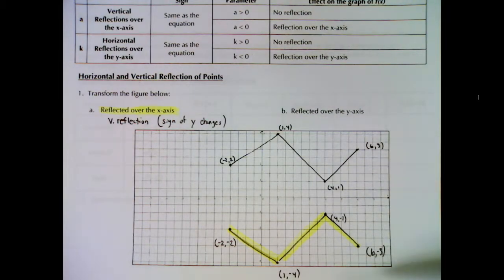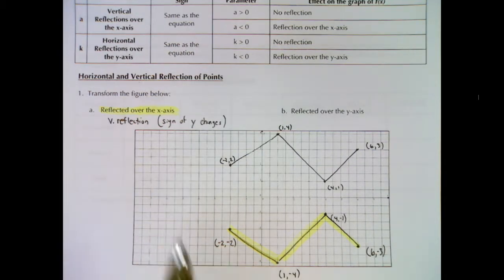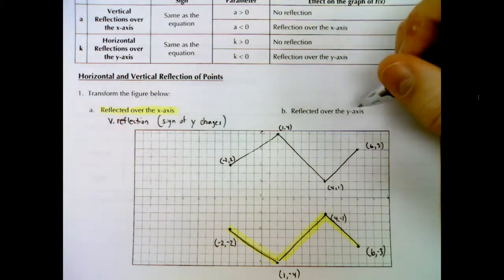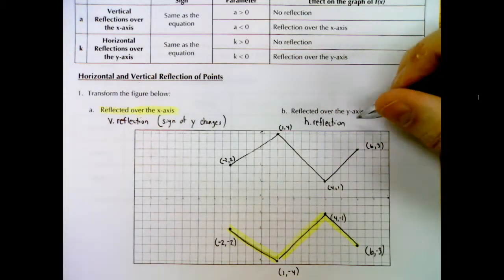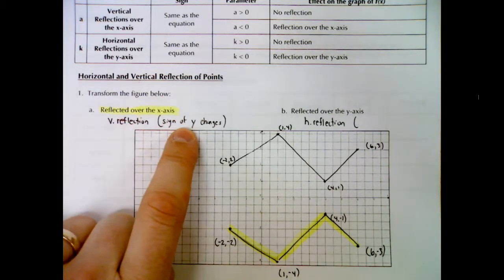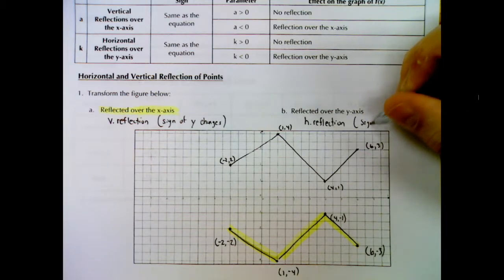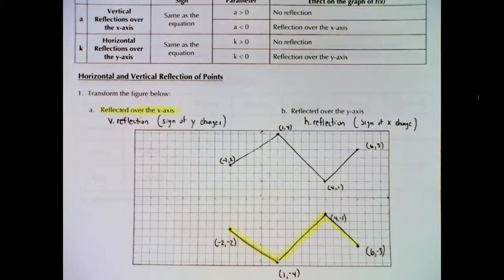Here's our vertical reflection over the x-axis. What happened? The sign of y changed. I'll get you to try a reflection over the y-axis. It'll be a horizontal reflection. And guess what's going to happen? Well, when you reflect horizontally, it's not the sign of y that's going to change. It's actually going to be the sign of x that's going to change. So I'll get you to try that one. You can pause the video and try it now, or you can try it after.